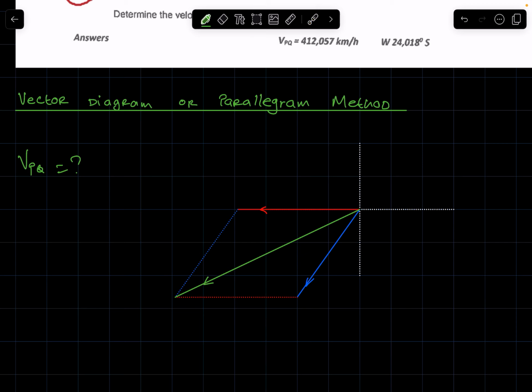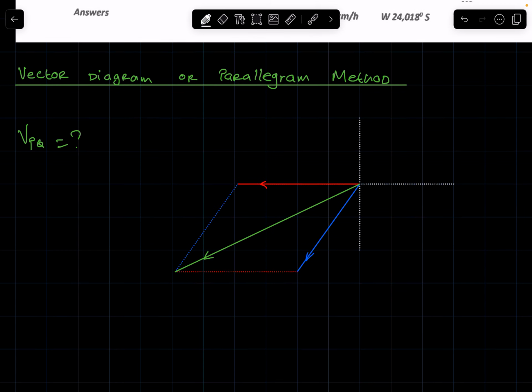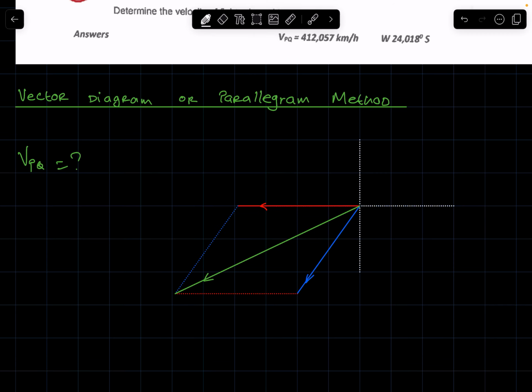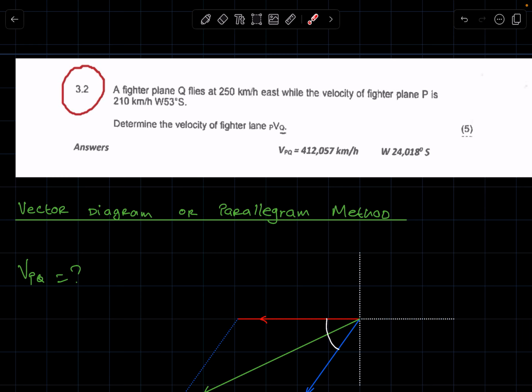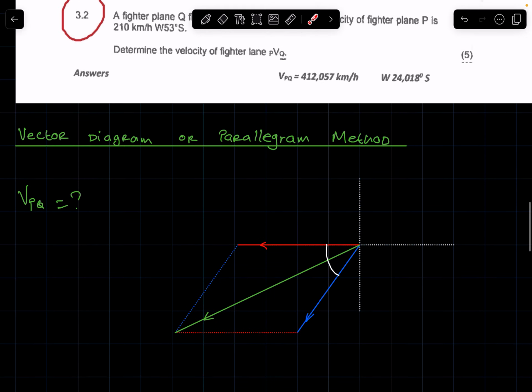Now, to make things easier for ourselves, what you do is you label. In fact, before you label your parallelogram, you first establish the angles that you're going to be using. I'll tell you just now why it is important. At this point, we know this angle here, and that angle is 53 degrees. Remember that object P is west 50 degrees south, so this angle here is 53 degrees.